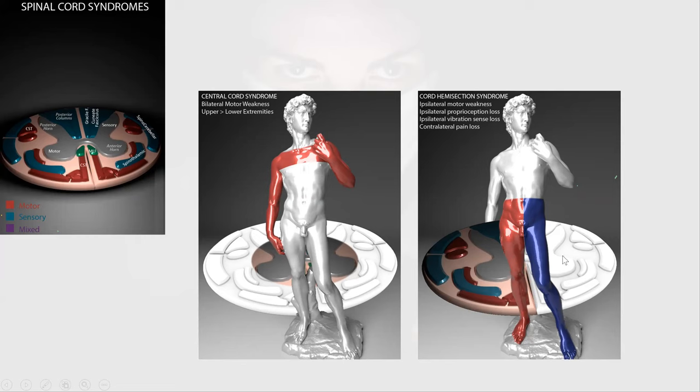Hemisection, you will find a discrepancy. Why? Because it's called hemisection. Half of the spinal cord will be affected. So if the fibers decussate, meaning crossing from side to side, they will produce contralateral effects, like contralateral pain and temperature loss, because these pain and temperature fibers in the spinothalamic tract decussate. So this will lead to contralateral pain and temperature loss, and ipsilateral vibration and proprioception loss and ipsilateral motor weakness. This is called hemisection or Brown-Sequard syndrome.